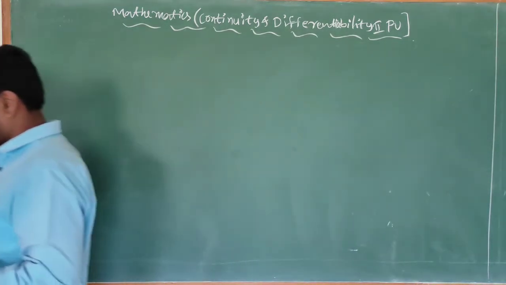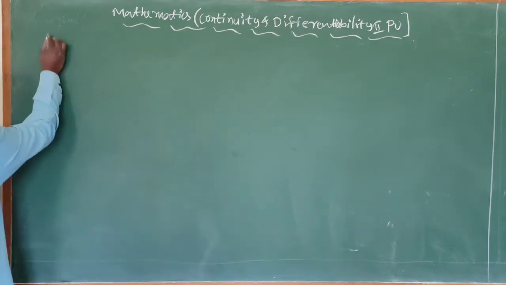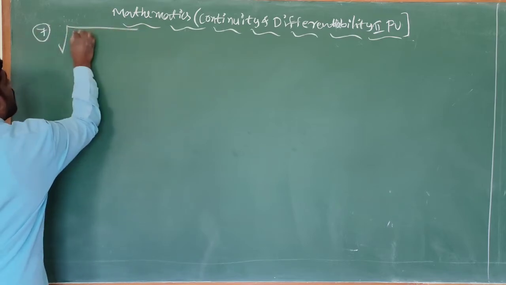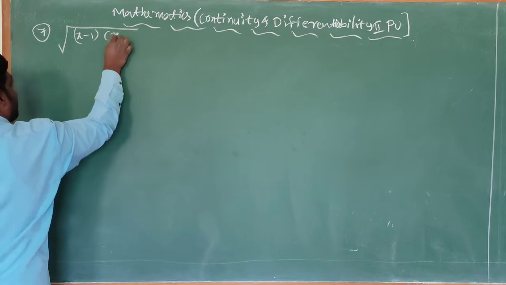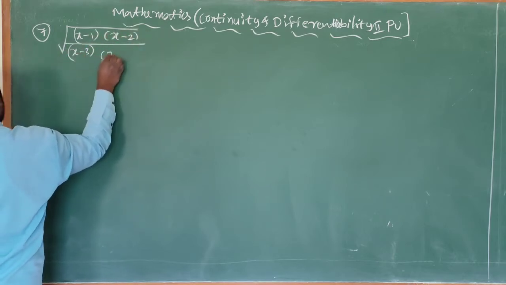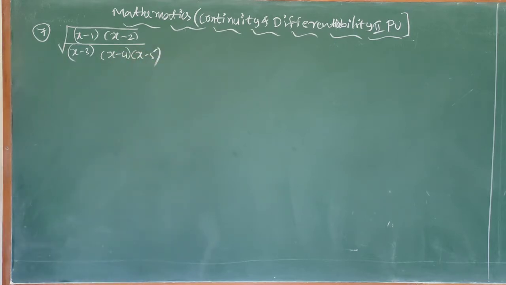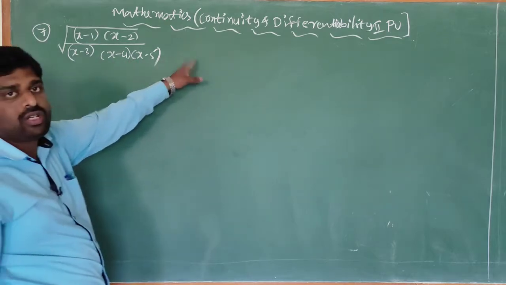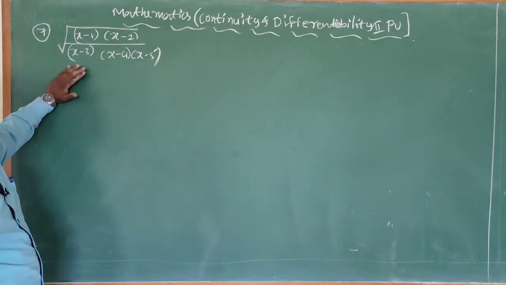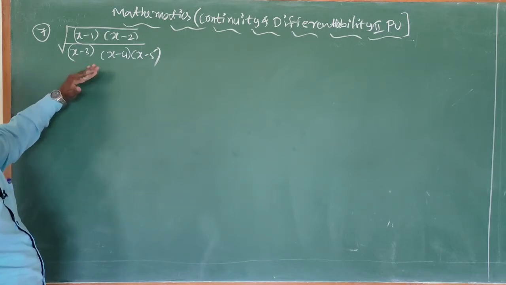So now come to: differentiate the following functions with respect to x. Square root of (x minus 1)(x minus 2) divided by (x minus 3)(x minus 4)(x minus 5). Differentiate this function with respect to x. We can't differentiate by using the implicit method or the inverse denominator functions method or any other method. You just have to go for logarithmic only.